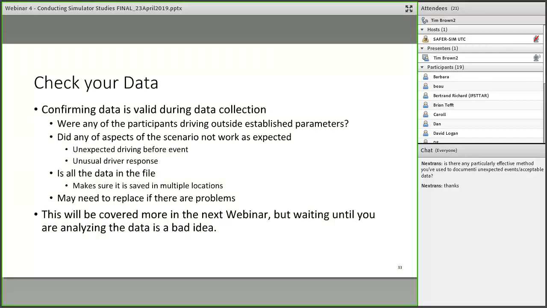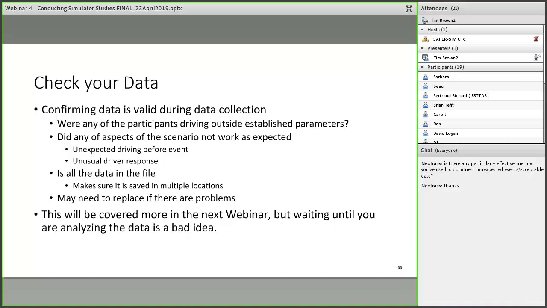So we're back to checking our data, and this is talking more about the simulated data. One of the last steps is to make sure the data is valid. We're going to check against parameters that we've collected. Were they driving outside the speed range? Maybe there's a note that says that they were driving slow, and we're not sure that they were in the speed limit. So we want to check and see if they were actually inside the range or outside.